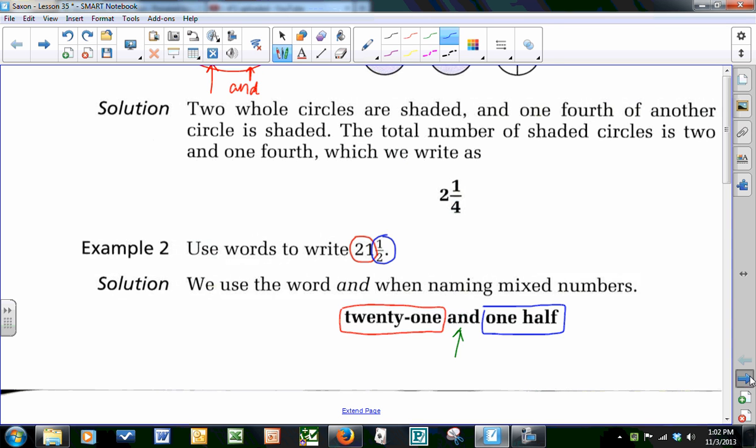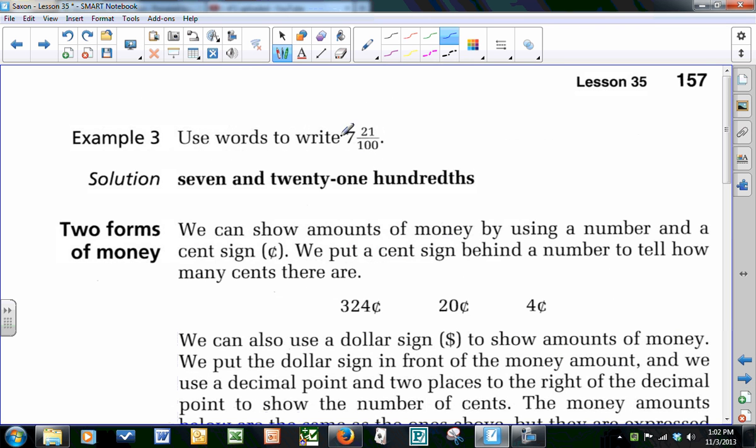Let's look at another example here. Use words to write this mixed number. Okay, well, here's my whole number, 7. You know how to write that. Here it is, 7. And then you're going to want your connecting word. It's always going to be and, so that's never confusing. And then you're going to write your fraction. Now, how do you write this fraction? All right, well, you write the numerator first, 21, and then you're going to write its denominator, hundredths.